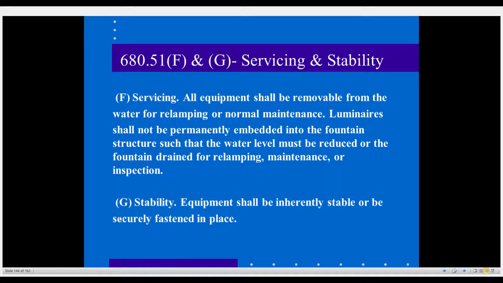All right. Now, what about the stability of the equipment? Equipment shall be inherently stable or be securely fastened in place. All right. So if equipment looks like it's going to topple over, I have seen pumps installed that have a real narrow base and they're not securely stable and they fall over. Different things like that. So this is just a rule that says, look, everything that we're talking about in 680.51, which is dealing with luminaires, submersible pumps, and other submersible equipment, whatever that may be, that equipment has to be inherently stable in its installation. Otherwise, I have to securely fasten it in place. All right.